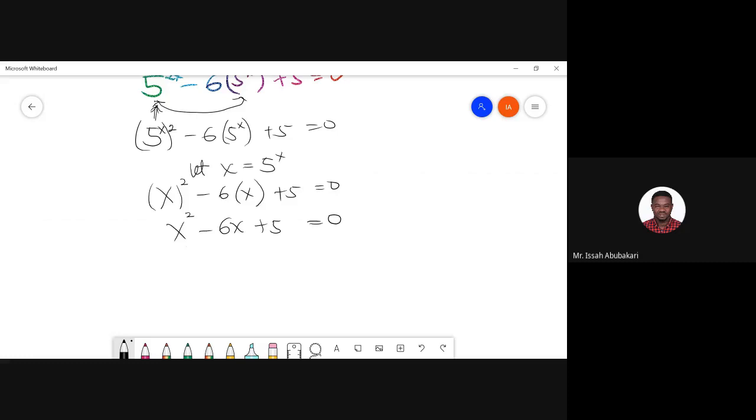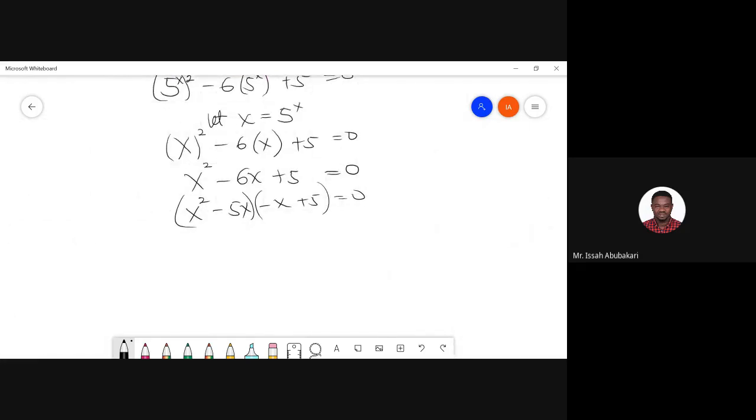So what we are going to do is x squared minus 5x minus x plus 5 should be equal to 0. And then grouping like terms, we factorize x out, x minus 5, and minus 1 out. So we get (x minus 1)(x minus 5) to be equal to 0. But don't forget this part.